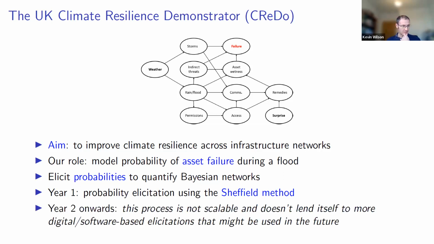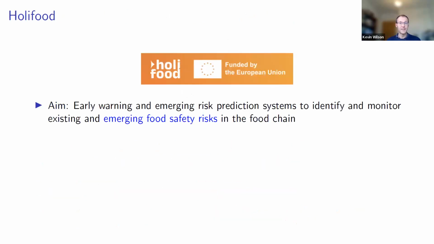But I got some pushback against this. And in particular, as we're trying to extend this and build up to larger networks, so think networks of 200 assets, so 200 different pieces of kit within an infrastructure network, one of the engineers who's responsible for the next stage of the project said to me, this process is not scalable. So this is copied and pasted directly from an email to me. And doesn't lend itself to more digital/software-based elicitations that might be used in the future. So in other words, in year 2 and onwards, I'm not allowed to use the Sheffield method. So I'm going to have to do something else for the elicitation.